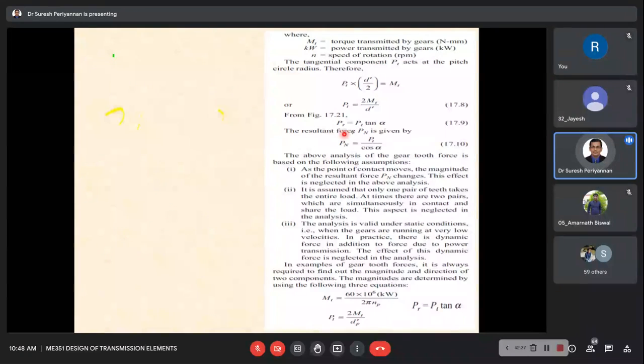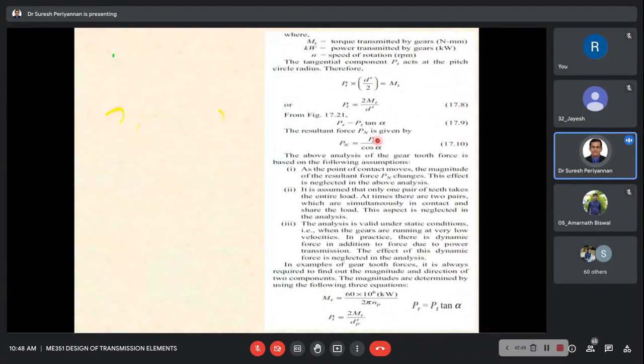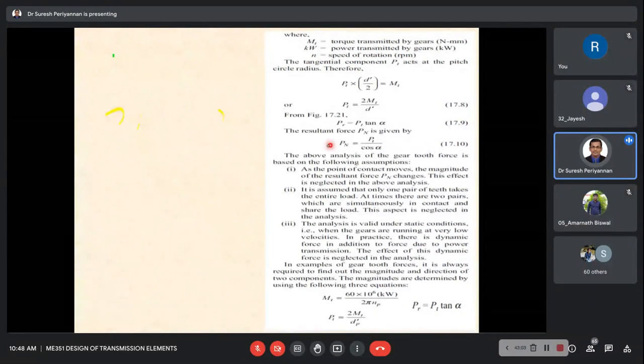Now, what are PT and PR? PR by PT is equal to tan alpha. This is very basic information. This is alpha, this is PN, this is PT, and this is PR. From this relation, we are able to find out PN also.